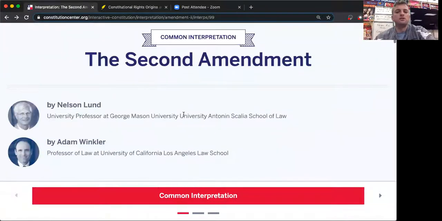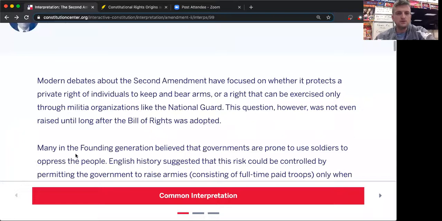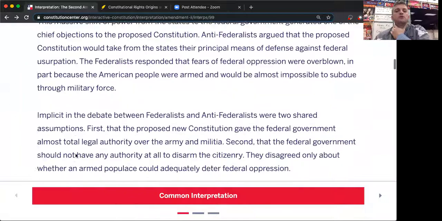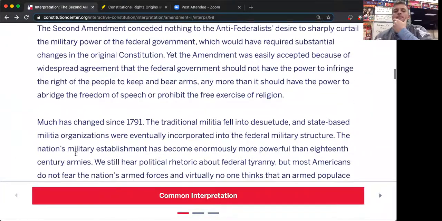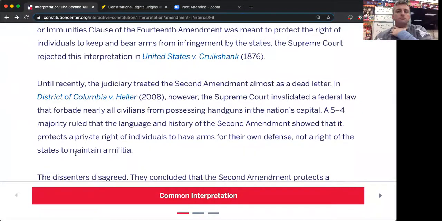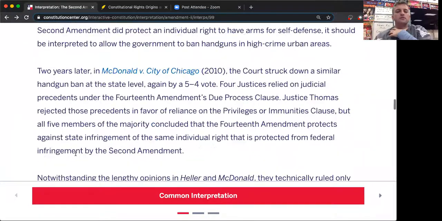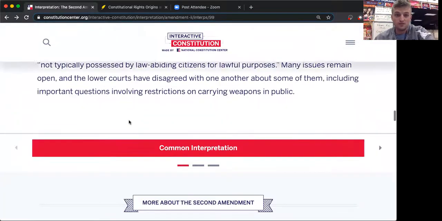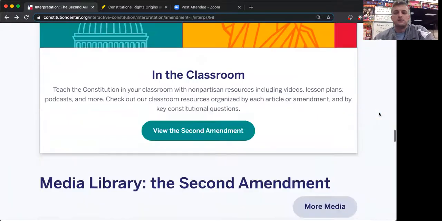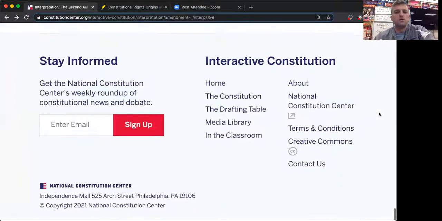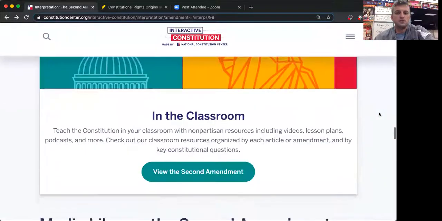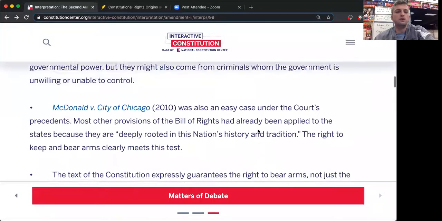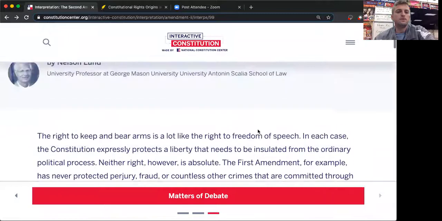And then I really like this source because, specifically with the common interpretation of it, it will give you a very, very deep look at how people interpret the Second Amendment today. And then there's that. Other resources are involved as well. And then you see different interpretations of it. There we go. Matters of debate. Here we go. All the way up here.